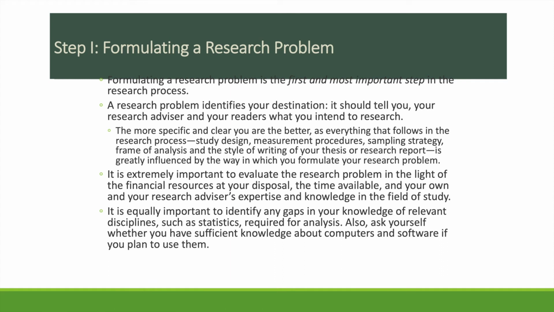Okay, number one, formulating a research problem. Okay, formulating a research problem is the first and most important step in the research process. So they keep on telling you, you cannot proceed with your research unless you have identified the problem that you wanted to solve. A research problem identifies your destination. It should tell you, your research advisor, and your readers what you intend to research.